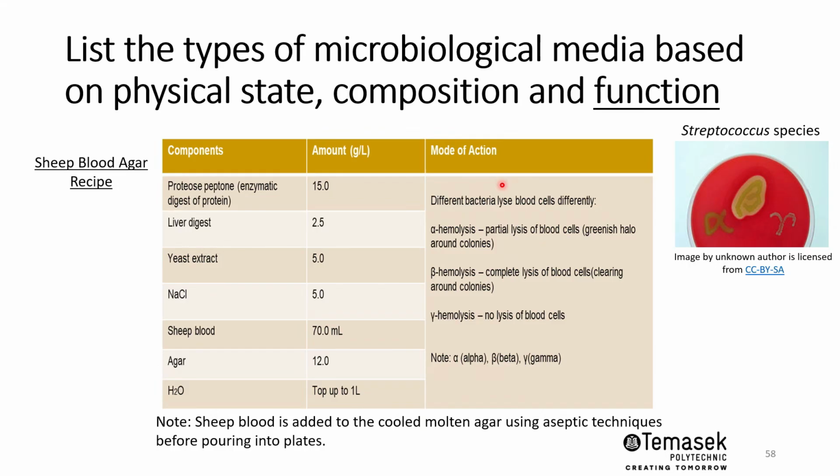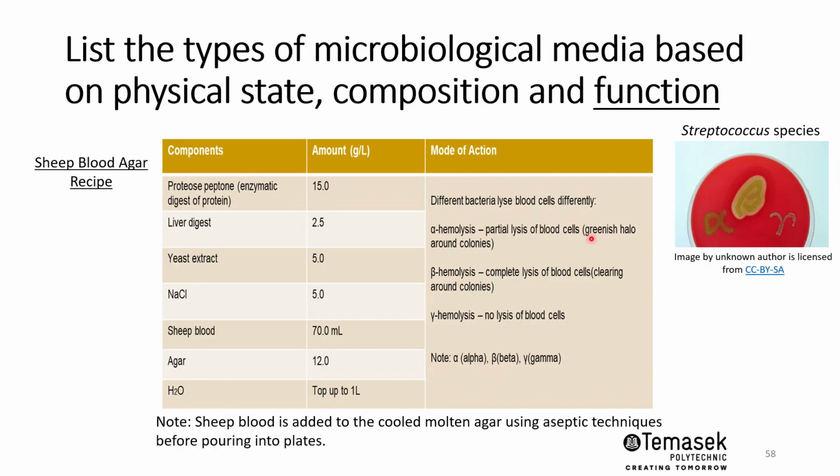So in this case, this is a representative blood agar recipe. It contains the peptone. It's a complex media with yeast extracts. It also has sheep blood in there. Okay, the blood is added into the cooled molten agar before we pour it into the petri dishes. In the case of this differential media of blood agar, it allows us to identify different bacteria species that lyse blood cells differently.